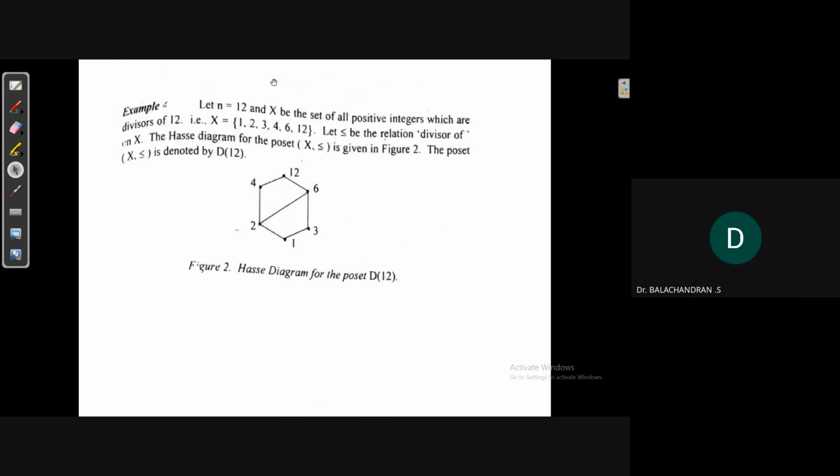Next, X is equal to {1, 2, 3, 4, 6, 12}, the same set, the divisors of 12. But here the relation is the usual less than or equal to relation. So a is less than or equal to b if and only if b minus a is non-negative. That means 1 is less than or equal to 2, 2 to 3, 3 to 4, 4 to 6, and 6 to 12. So this is the Hasse diagram.